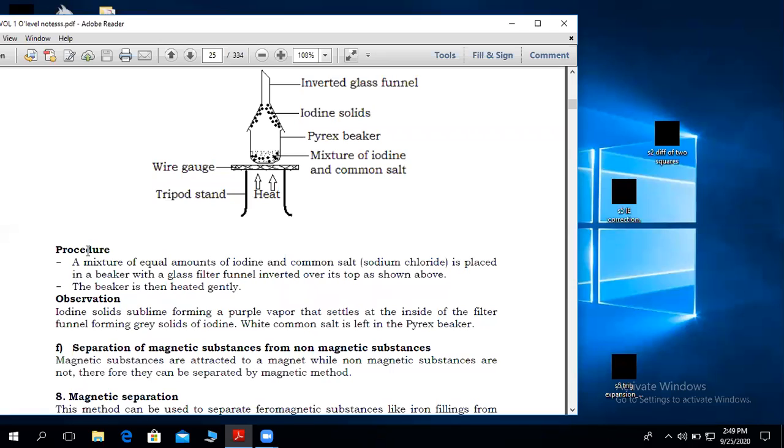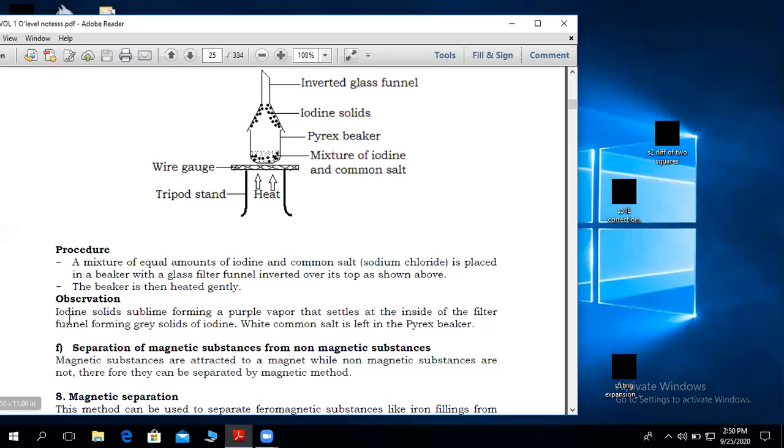Procedure, like we have said: a mixture of equal amounts of iodine and common salt. Common salt, we have been saying it is sodium chloride, is placed in a beaker with a glass filter inverted on top. Then the beaker is heated. When the beaker is heated, I repeat, iodine sublimes off and leaves the salt down, because iodine has a characteristic of sublimation.